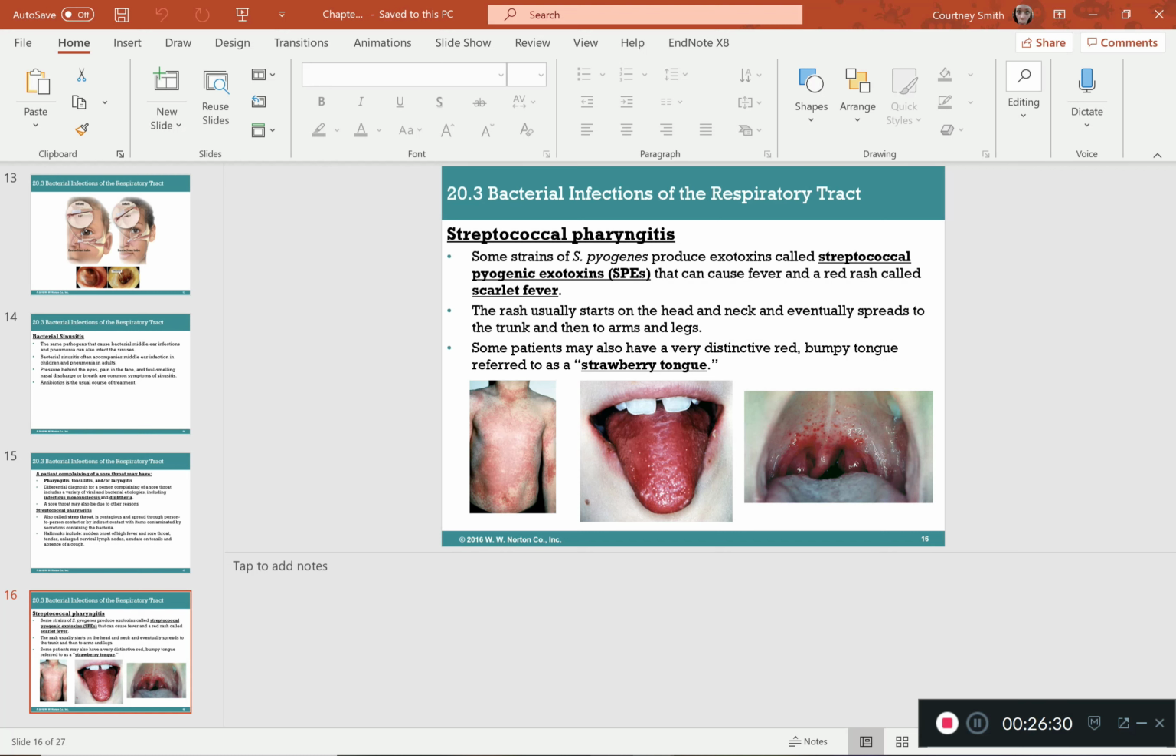I personally have not, so woohoo! I really don't want to. I hear it's extremely painful. But it is very, very contagious. So if you do ever get strep, definitely stay at home.